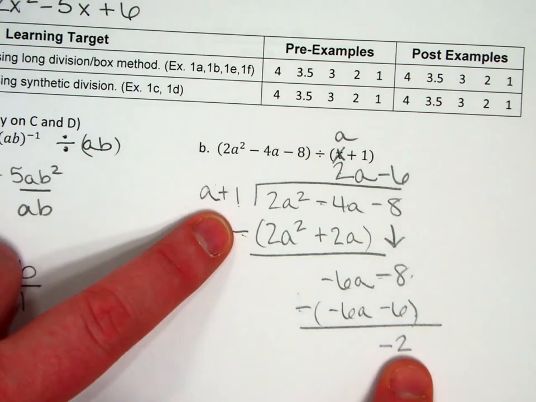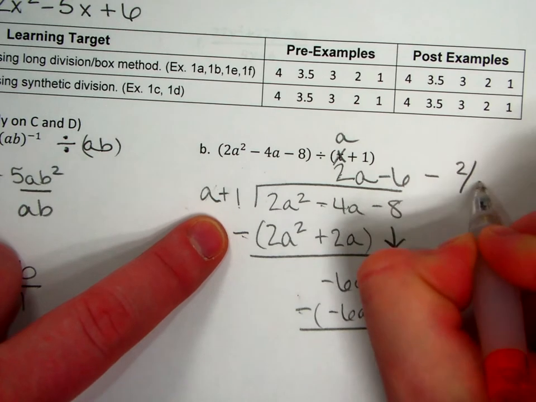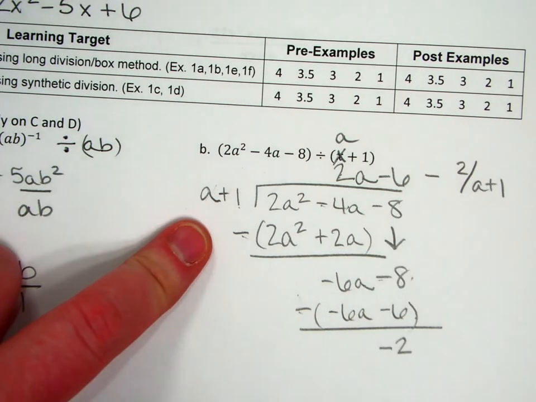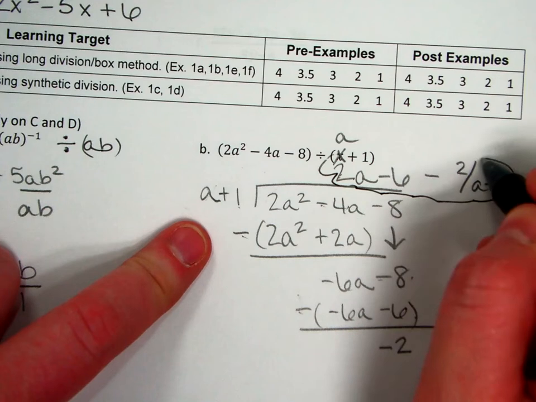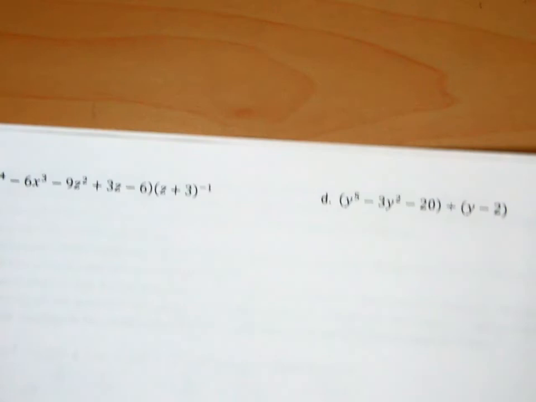That number is not 0, so I have a remainder. I'm going to bring my remainder up here to be minus 2 over a plus 1. This part here is your answer. All right, so the next part. I said you can only do synthetic on C and D, so I'm going to do those last.